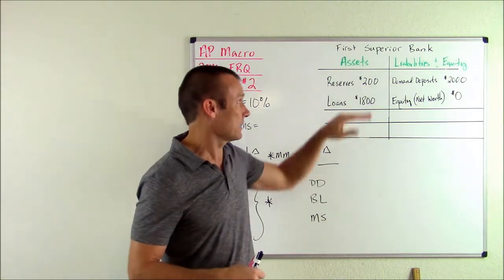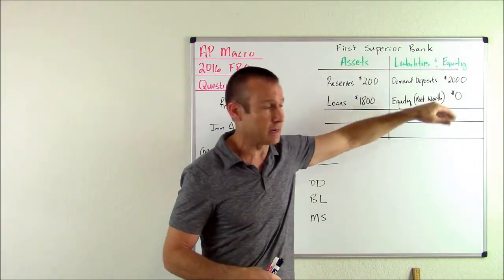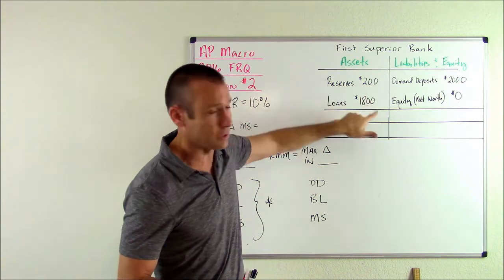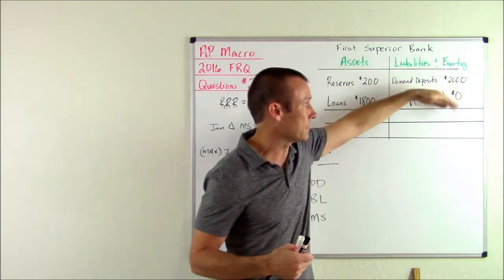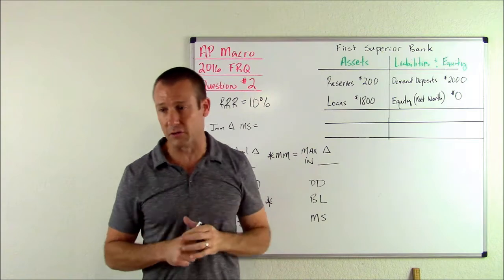Here's the thing about a balance sheet: the left-hand side has to equal the right-hand side, and you can see that, right? 200 plus 1,800 is 2,000. You add up these, you've got 2,000. It is a balanced balance sheet.